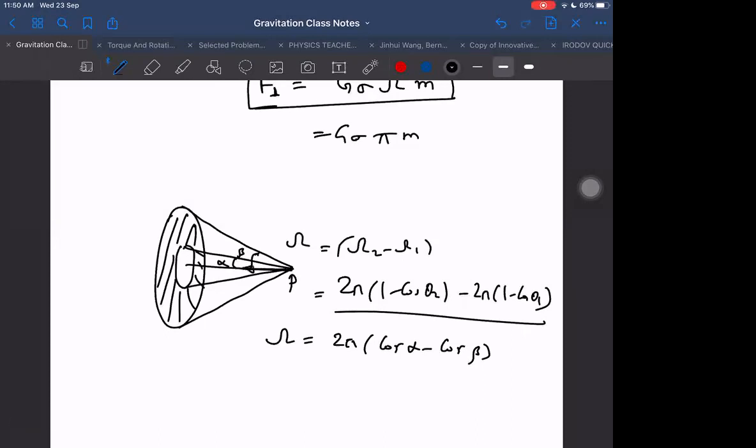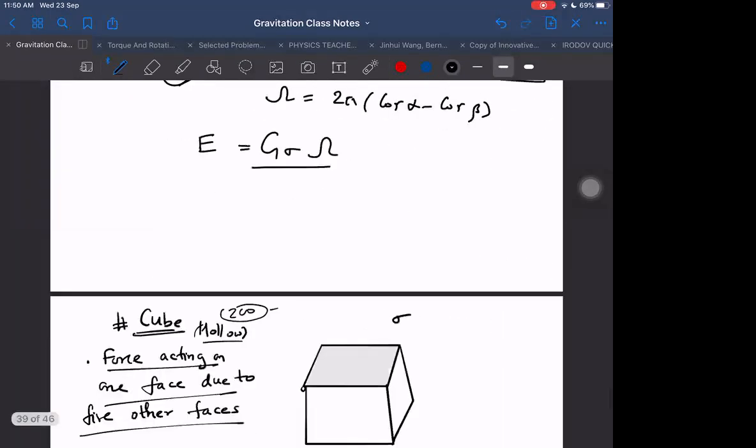What will be the force acting here? Force acting is G sigma omega. We can get it quickly now. G sigma omega will be G sigma into omega, that is the field. And once we know that field, we can find out the force acting on any particle located in this particular position. Using this, I can ask you this question.